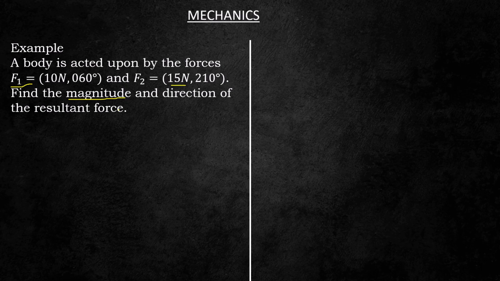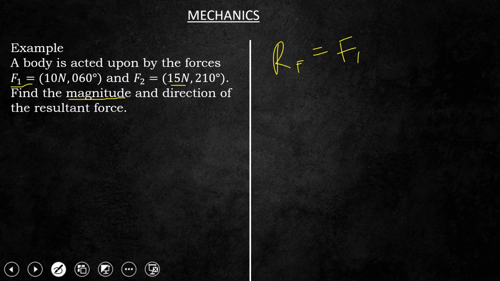Now we know that the resultant force is F1 plus F2. But since it is given to us in the magnitude-direction form, we cannot add directly, unless we convert that to either the component form or the column form. So we are going to convert from the magnitude-direction form to the column form.